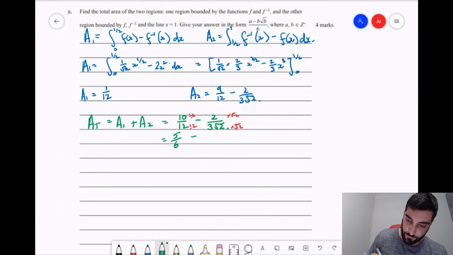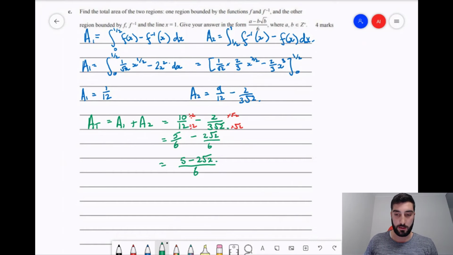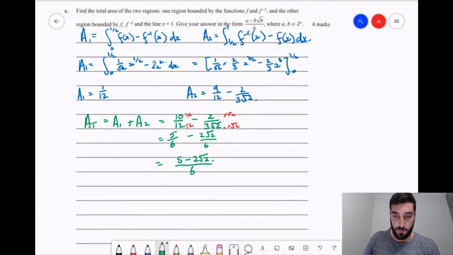So doing that, we'll have 2 root 2 over 6. And since they're both over the same denominator, we can combine the numerators. So we'll have 5 minus 2 root 2 like that. And if we compare it to the form that it's expressed in, this looks right here. So we see a, and then we've got minus b root b, so 2 root 2, all over 6.